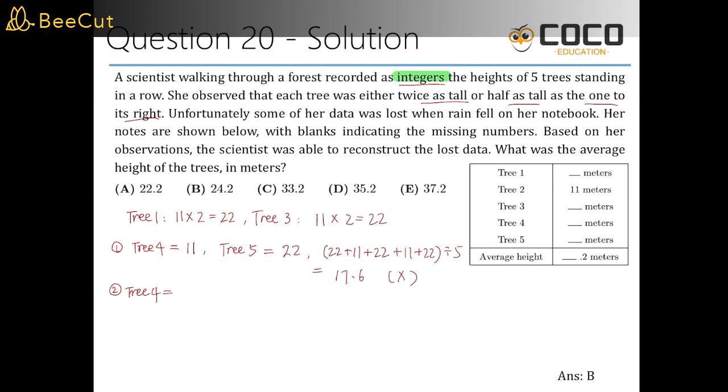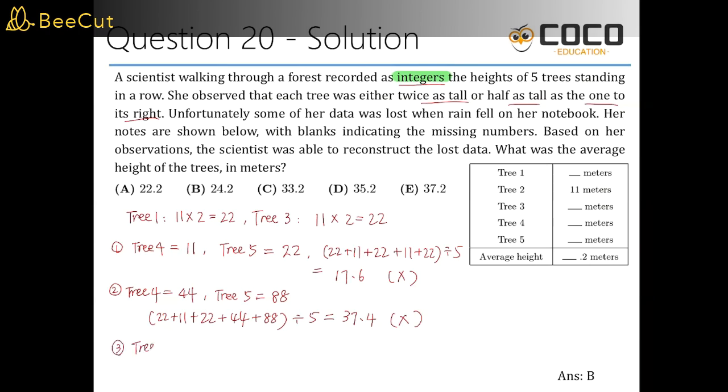The second case is tree 4 is twice as tall as the third one. So 11 times 2, 22 times 2, 44. Twice as tall as the third one. And for tree 5, twice as tall as tree 4, so 44 times 2, 88. So for the average, we add all 5 of them together. Then divided by 5. This time round, it equal to 37.4. This is also not one of the answers, so this one is wrong.